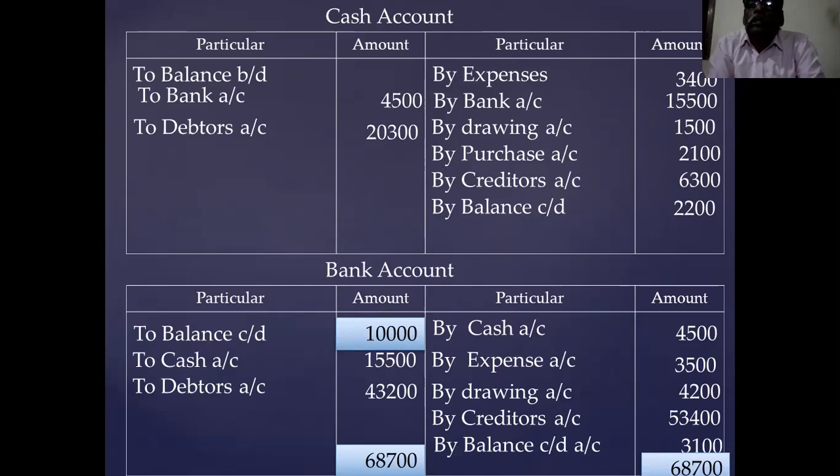And what is the total cash and bank opening balance? The opening balance given in the problem is 13,900. Out of 13,900, 10,000 is the bank balance. So the remaining 3,900 is the cash balance. In this way, you have to split that.